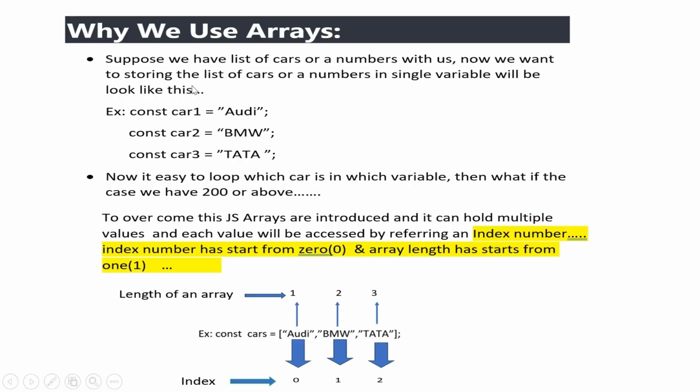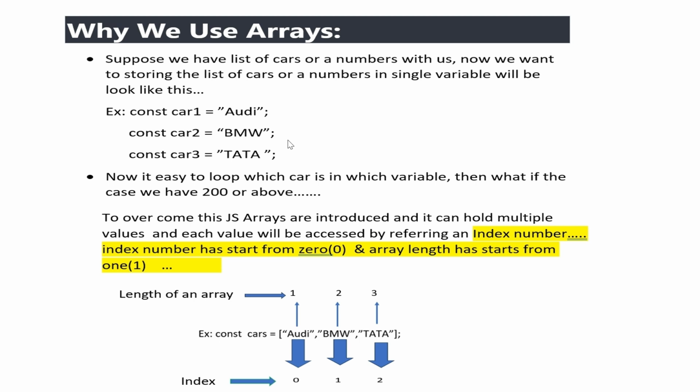So why do we use arrays? We know that an array is a special variable which will store n number of values. Suppose we have a list of cars or n numbers with us. Now we want to store the list of cars or numbers in a single variable. It will look like this. For example, car1 will be stored as Audi, car2 will be stored as BMW, and car3 will be stored as Tata. Now it is easy to tell which car is in which variable.